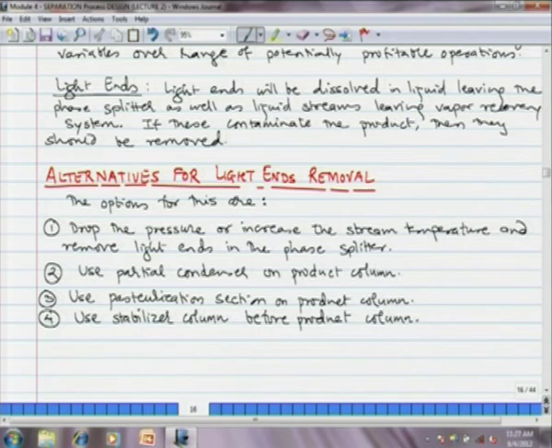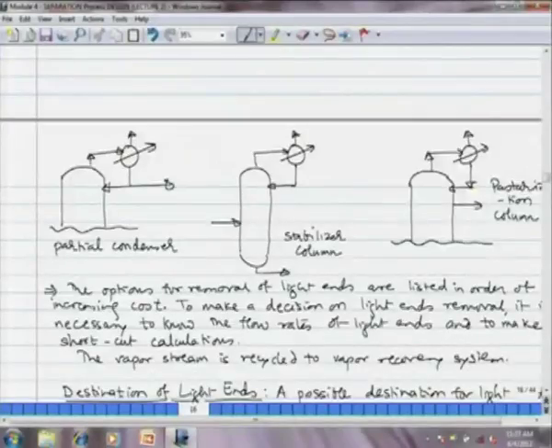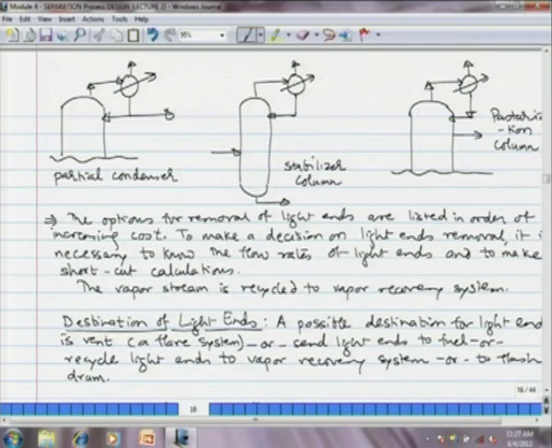Or you can use a partial condenser in the product column of the distillation column, so that only the heavier components like C5, C6 onwards condense, but not these light ends. Then use a pasteurization section on the product column with a side stream, or use a stabilizer column before the product column. Stabilizer column means simply boiling the liquid mixture from the reactor so as to desorb all the gases. What I have shown here are the schematics of these three types of removal of light ends: a partial condenser, a stabilizer column, and a pasteurization column with a side stream.